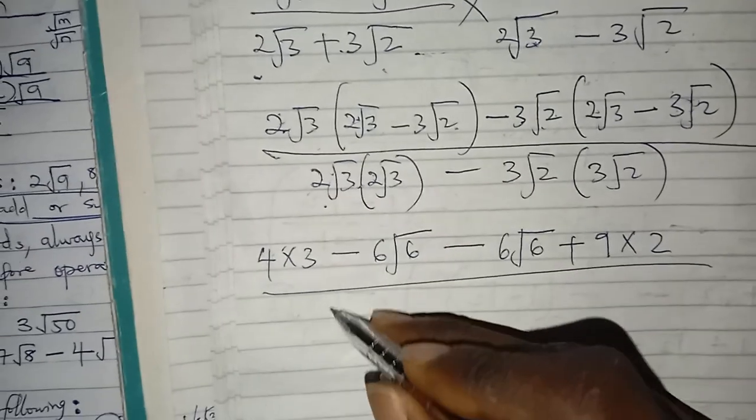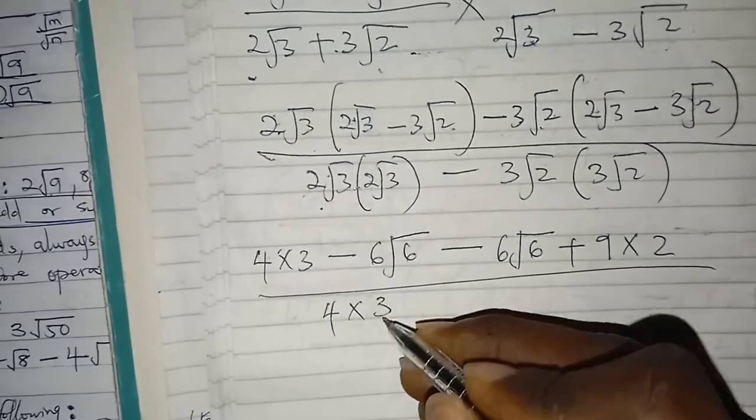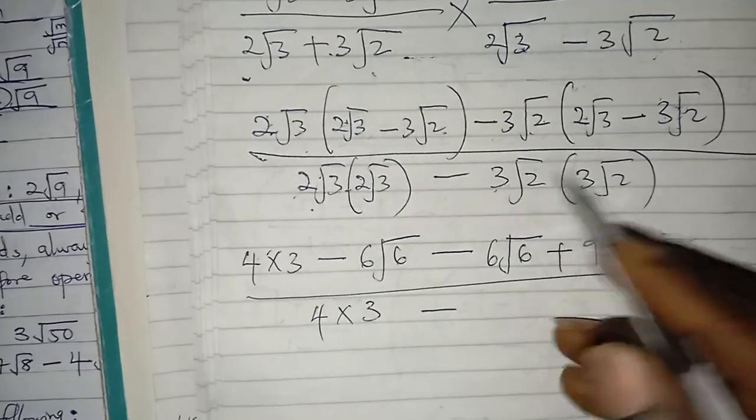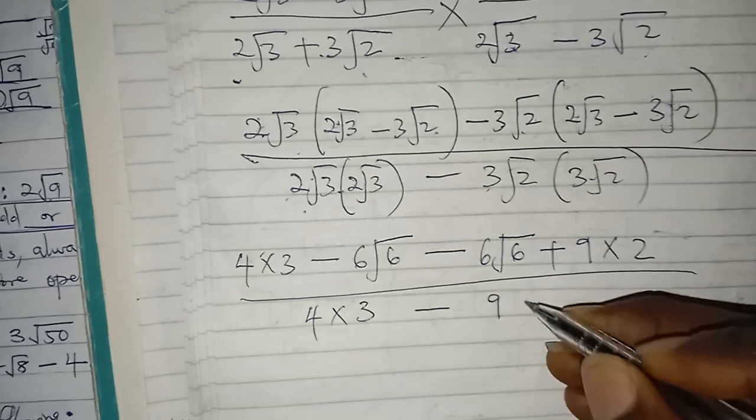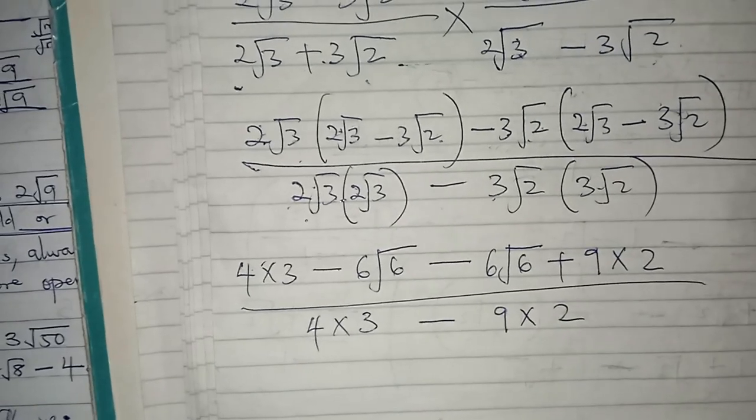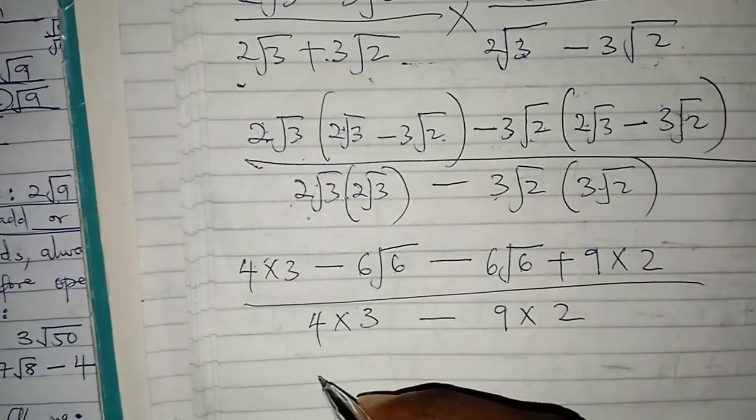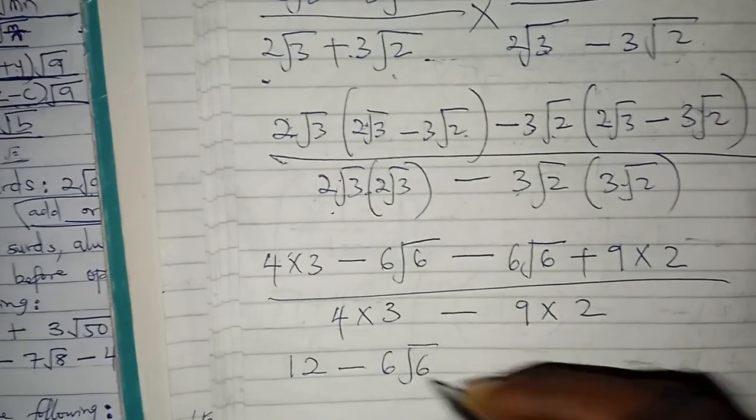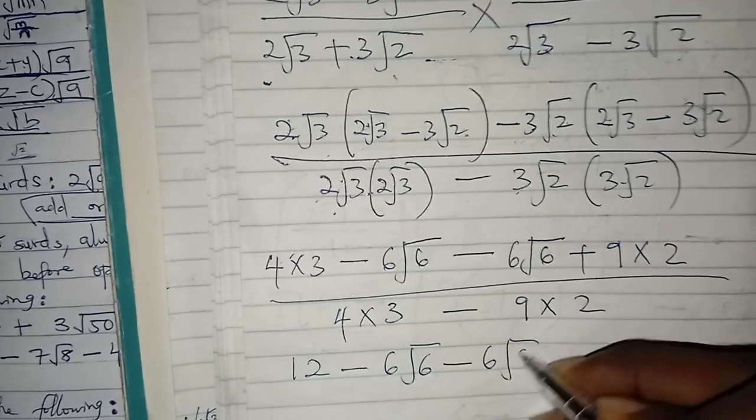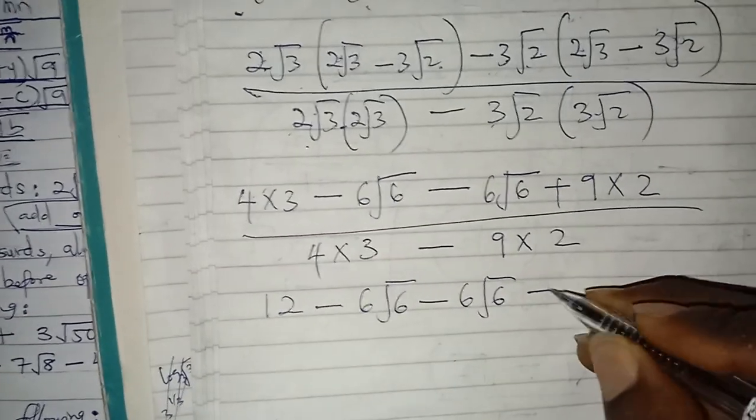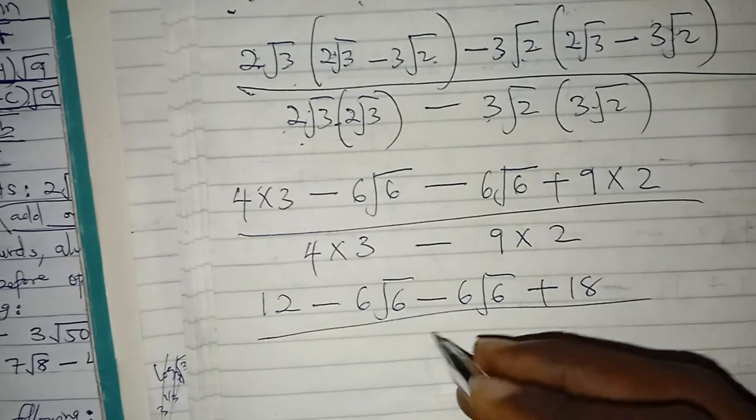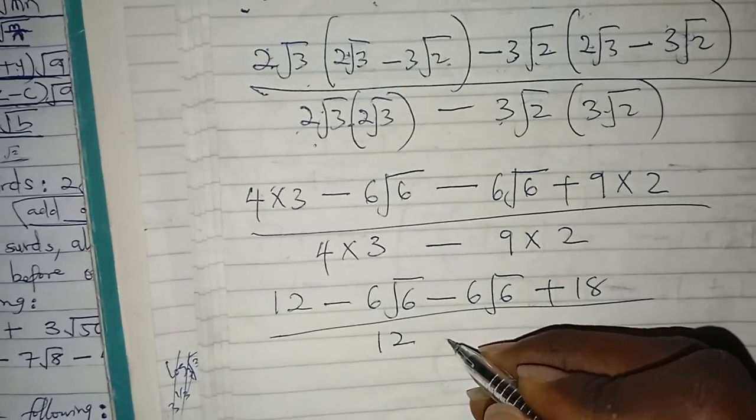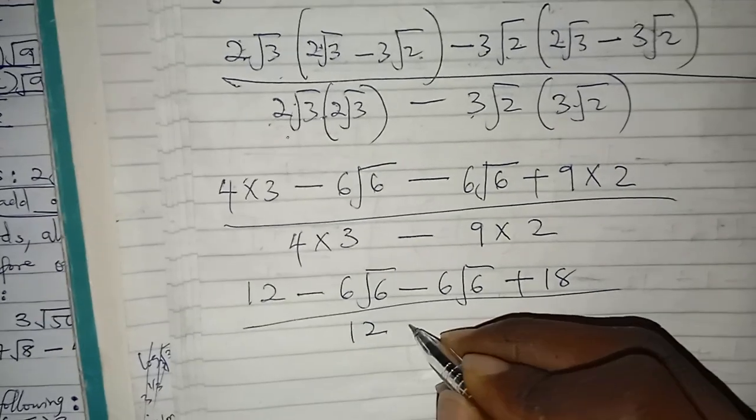It's over 4 times 3. Root 3 square is 3 minus 9 times 2. Root 2 square is 2. So you see that I have 12 minus 6 root 6 minus 6 root 6 plus 18 all over 12 minus 18.